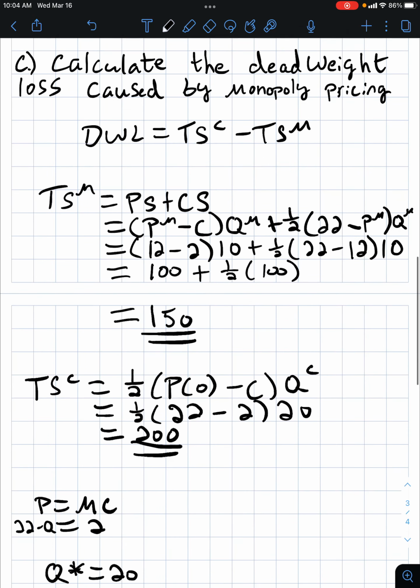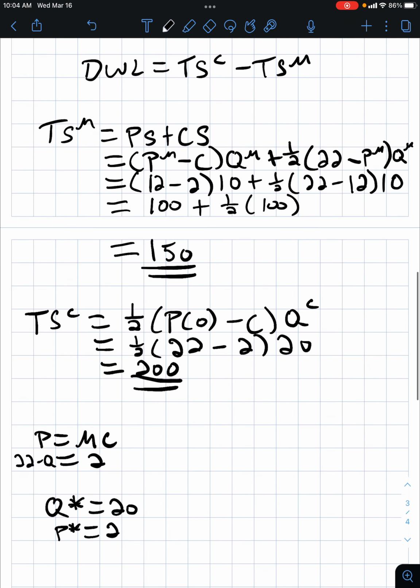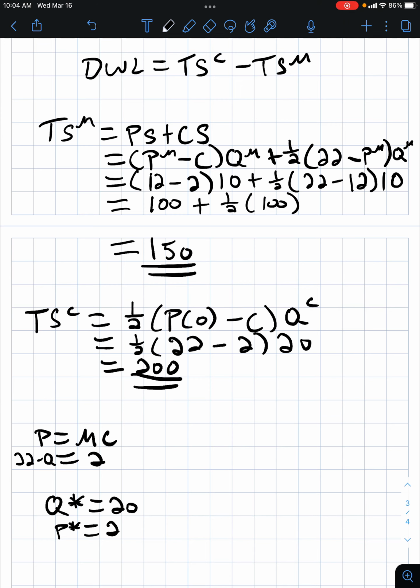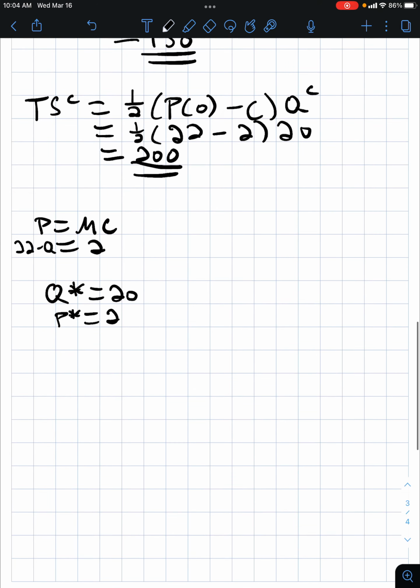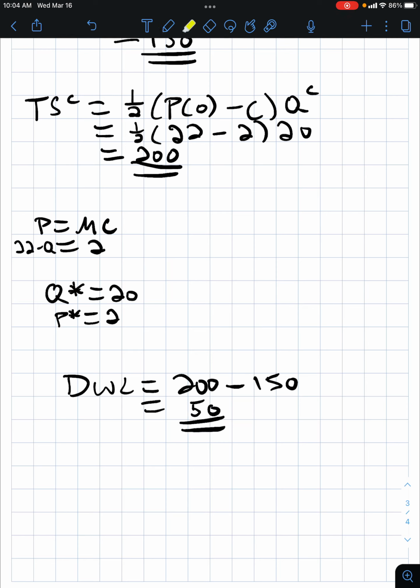And now we use our deadweight loss equation, which is total surplus in a competitive setting minus the total surplus in a monopoly setting. So deadweight loss is equal to 200 minus 150, which is equal to 50. So in a monopolist setting, our deadweight loss is equal to 50. And that is the solution to the problem.